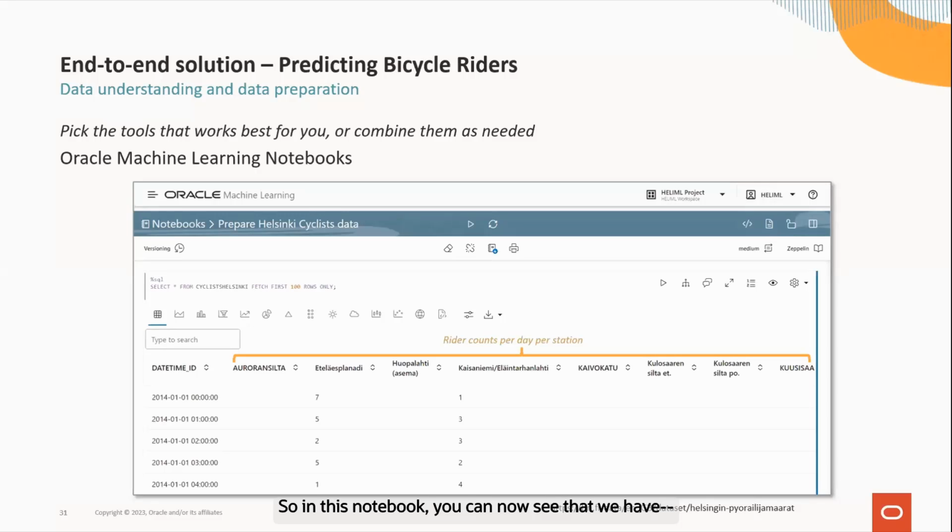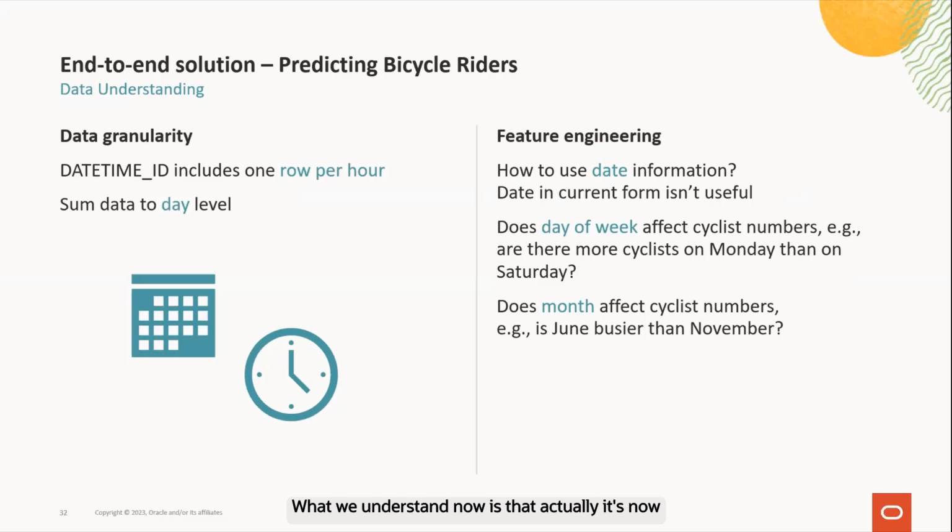So in this notebook, you can now see that the information is at day and hour level. The datetime ID is showing the date and also the hour. These are different stations where it's been measured how many cyclists we have, and then the number at each station at a particular time. What we understand now is that it's on an hourly level, which is too detailed for us because we need to predict how many cyclists per day. So we need to sum up the data to a day level.